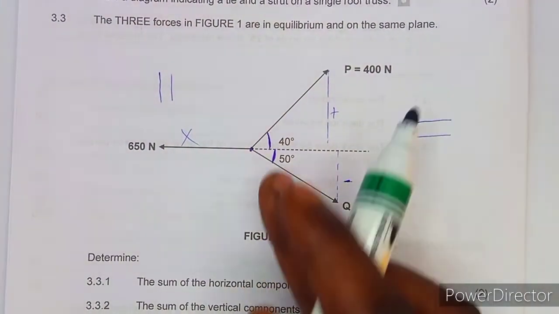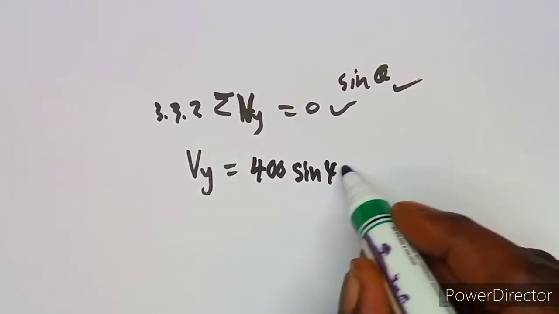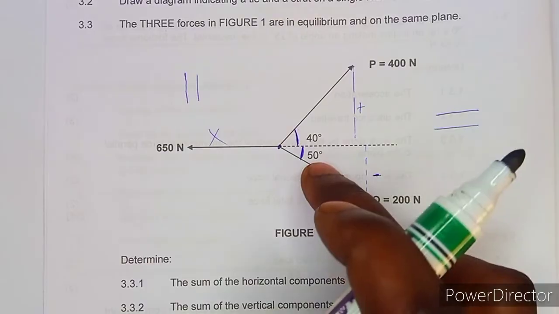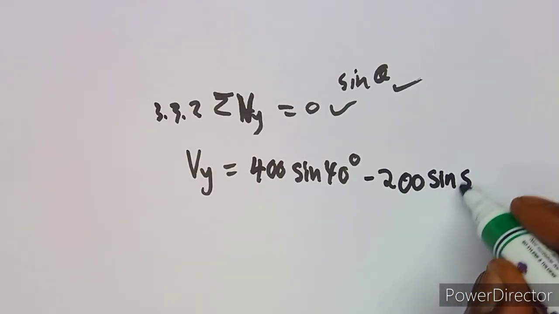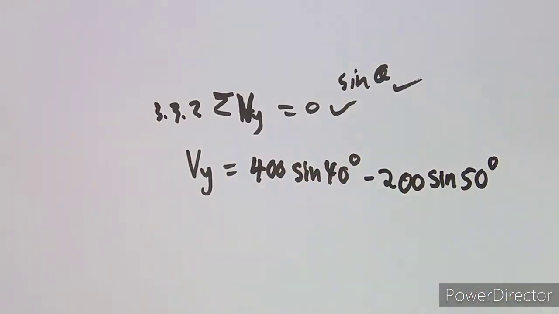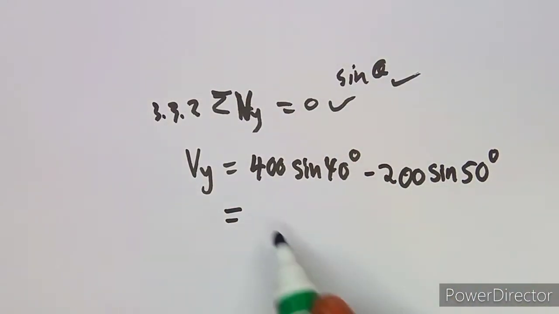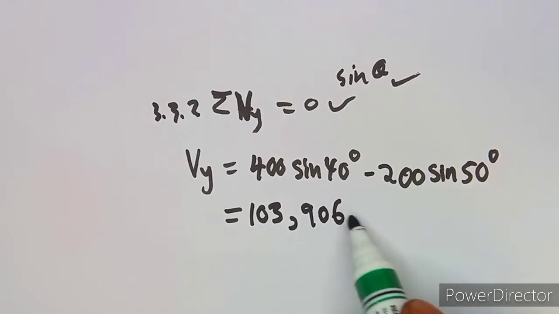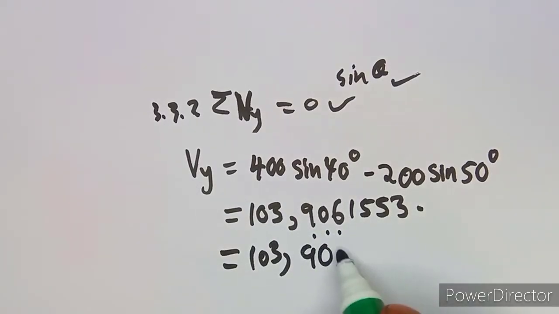So it's 400 sine 40 degrees, the angle that is in between. And we all agree that this is in the negative region, so it's minus 200 sine 50 degrees. All right, something like that. So using your calculator, you can simplify one at a time or you can simplify at once. You're going to obtain 103.9061553, something like that. If you round off to 3 decimal places, that's going to be 103.906 newtons.